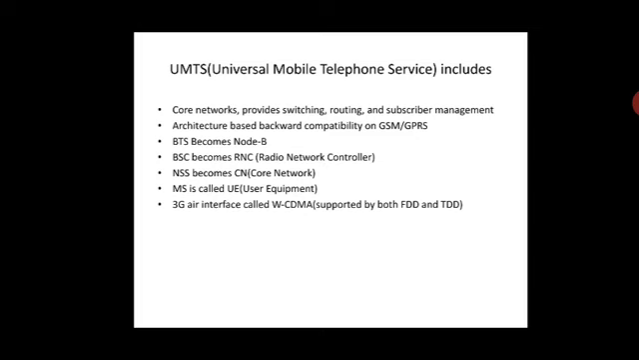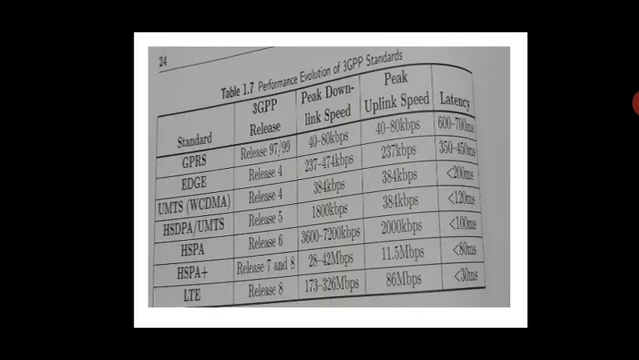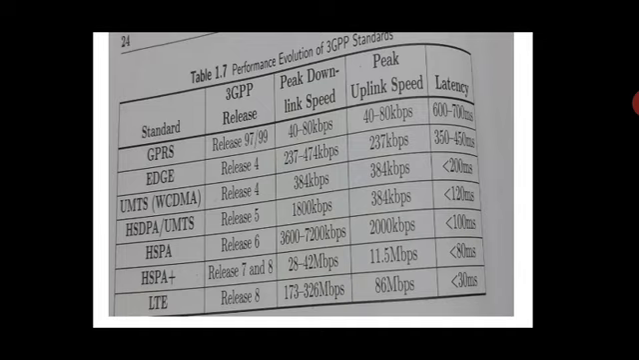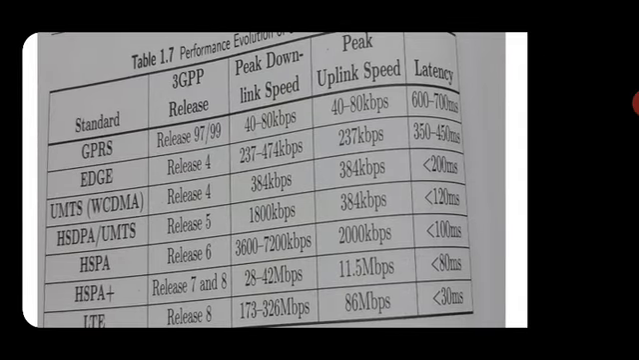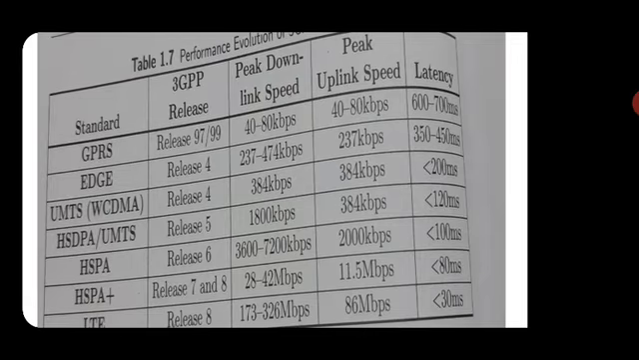And the 3G air interface is called WCDMA, wideband CDMA, supported with FDD and TDD. This is the brief of how the data network provides service with a faster data rate. A simplified table is provided here. In the very first row we can see GPRS in 3GPP, release 97/99. The peak downlink speed is 40 to 80, peak uplink is 40 to 80, and latency is from 600 to 700 milliseconds.